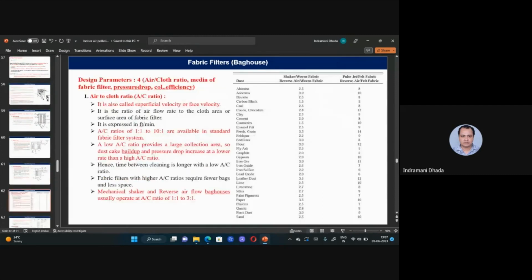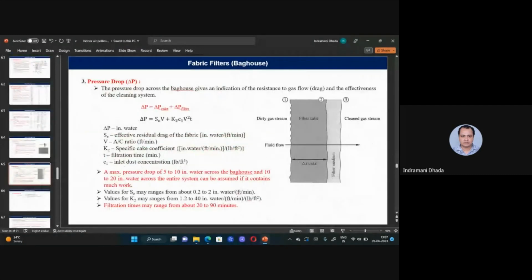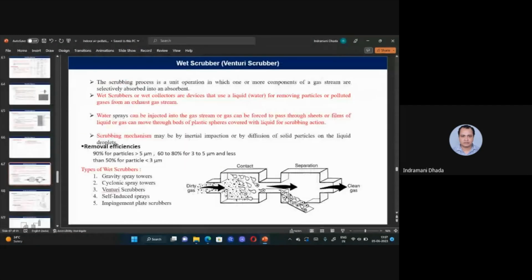And these are certain design parameters I have given, and the type of fabric, all things I have given here. Now coming to the wet scrubber, whatever things we have discussed, those are for particles. Like in the electrostatic precipitator, we remove the particles. In fabric filter, we are removing the particles. In gravity chamber, we are removing particles, and in cyclone, we are also removing particles.